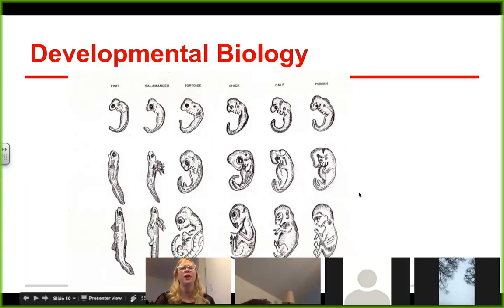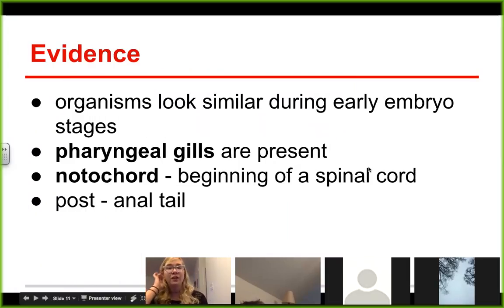So scientists were kind of like, that's strange. How come everything looks the same in the beginning? So that's one of the pieces of evidence here, right? That we kind of all had a common ancestor that developed a certain way. So all animals actually have gills when they're an embryo.